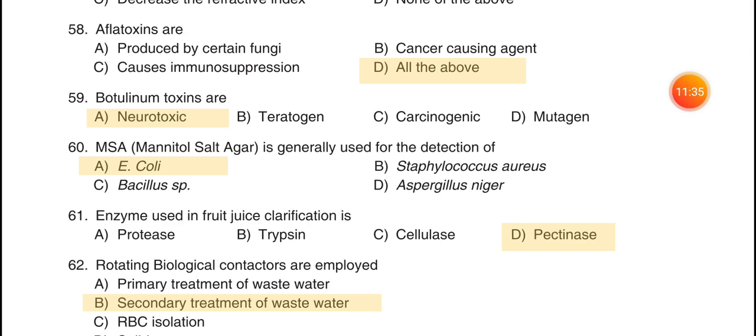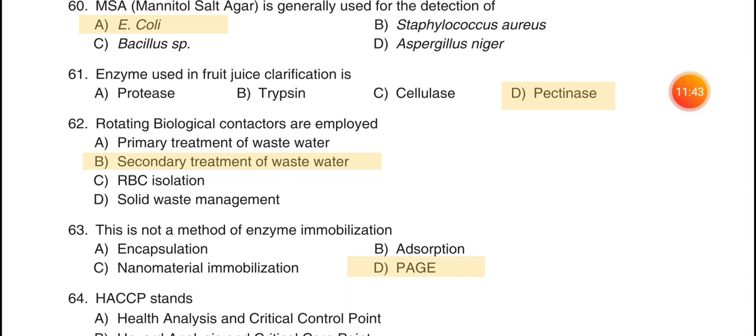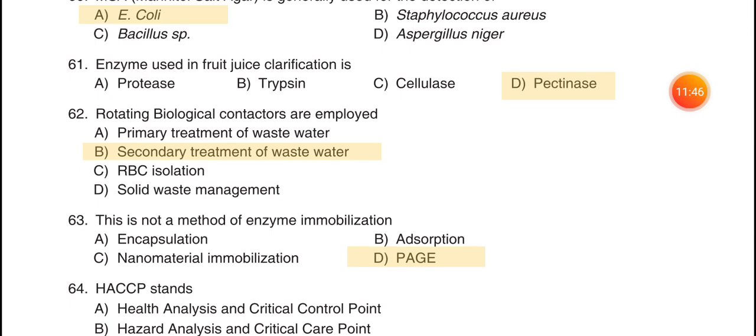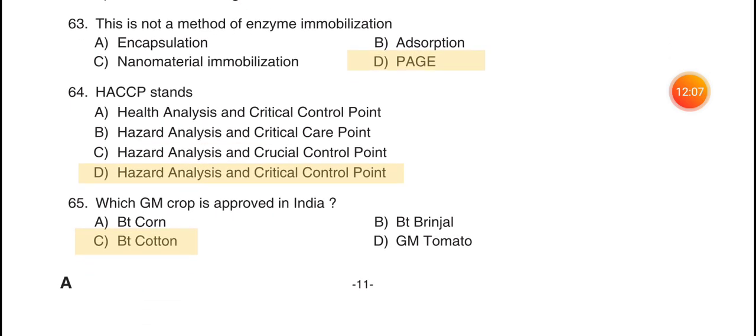60. MSA, mannitol salt agar, is generally used for the detection of A, E. coli. 61. Enzyme used in fruit juice clarification is, option D, pectinase. 62. Rotating biological contactors are employed B, secondary treatment of wastewater. 63. This is not a method of enzyme immobilization. Option D, phage. 64. HACCP stands for D, hazard analysis and critical control point.